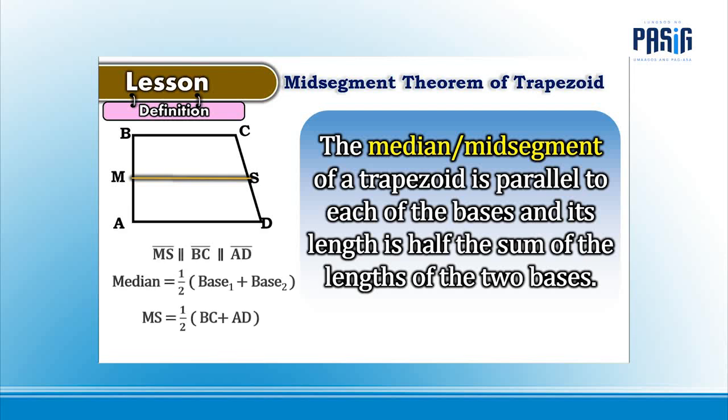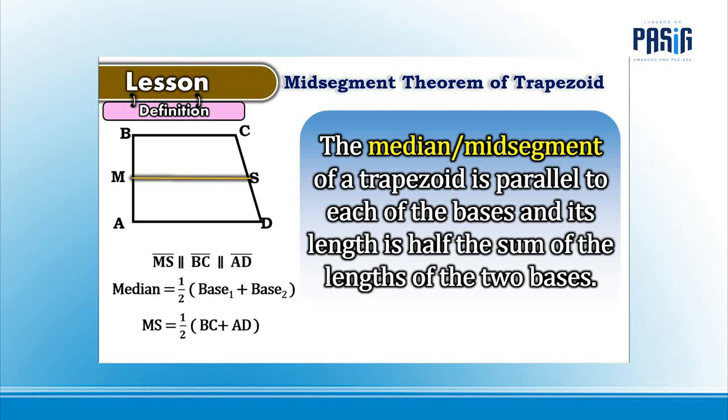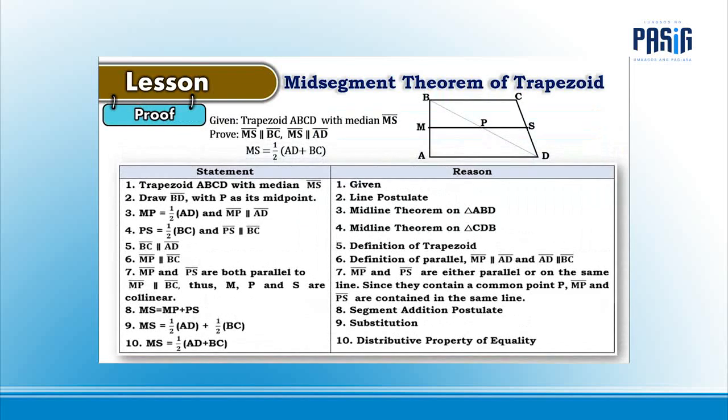In the figure, MS is parallel to bases BC and AD. The length of the median is equal to half the sum of the bases. MS is equal to 1/2 of the sum of BC and AD. This is the proof of the mid-segment theorem of trapezoid.